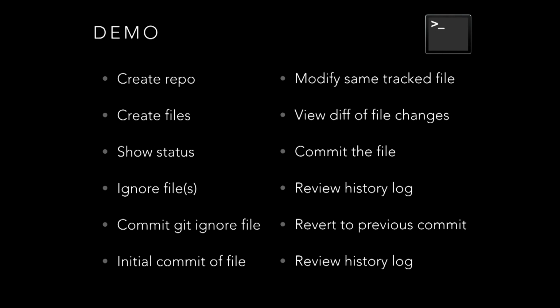So the demo is going to include, we're going to create a repo, a repository, create some files, show how they've changed, ignore some files, and that'll create a new .gitignore and do the initial commit of the file. Modify that same file, and I'll go through the bullets.